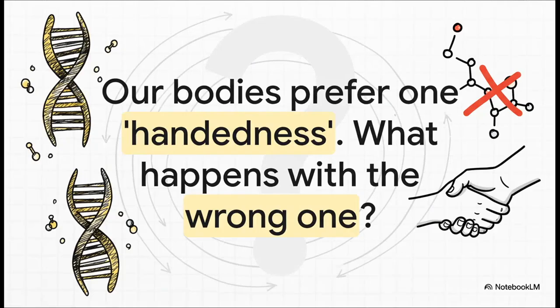So I want to leave you with one last kind of mind-blowing thought. Life itself, it has a preference. You know the amino acids that build all the proteins in your body? They're all left-handed. The sugars that give you energy, they're right-handed. Our entire biological system is built to work with one specific handedness. So, what do you think happens when our bodies run into the wrong one, maybe in our food or in a drug? That's when this cool little light-twisting trick stops being a neat party trick and becomes a matter of life and death.